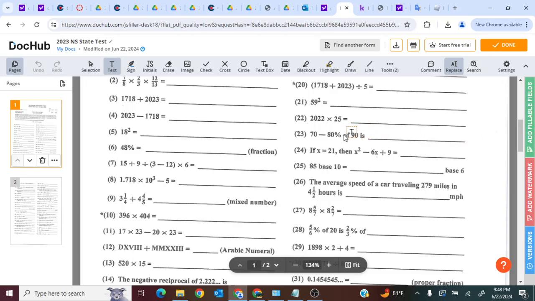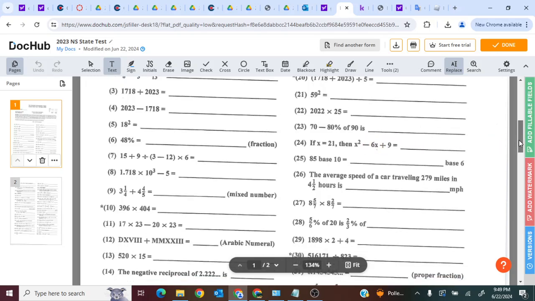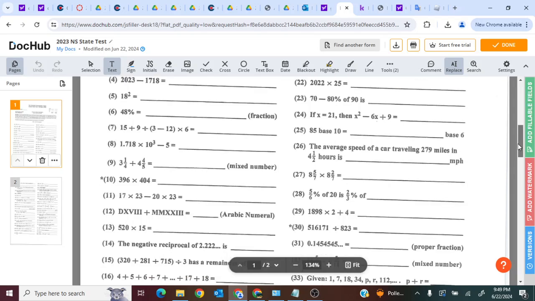I'm sorry. 70 times 0.8 times 90, so 70 minus 72. 8 times 9, and then 80%, so 72. Negative 2. This is x minus 3 squared. You can see this time, if you simplify it out, you'll start to recognize those things.